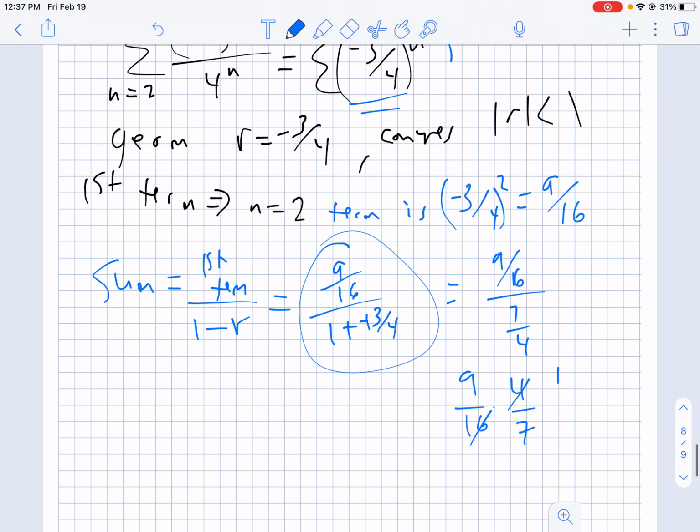Let's turn that into 1/4. So that's 9/28, which is my birthday. Oh, man, that's cool. Okay, so that's how you can actually find the sum of an infinite series like that.